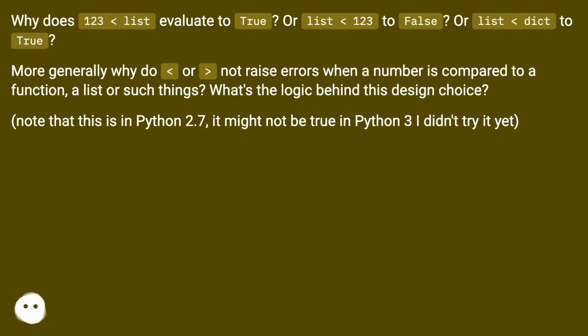More generally, why do < or > not raise errors when a number is compared to a function, a list or such things? What's the logic behind this design choice? Note that this is in Python 2.7, it might not be true in Python 3. I didn't try it yet.